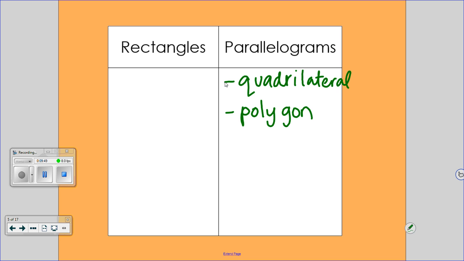What else does a parallelogram have to have? Lily? Two sets of parallel sides.